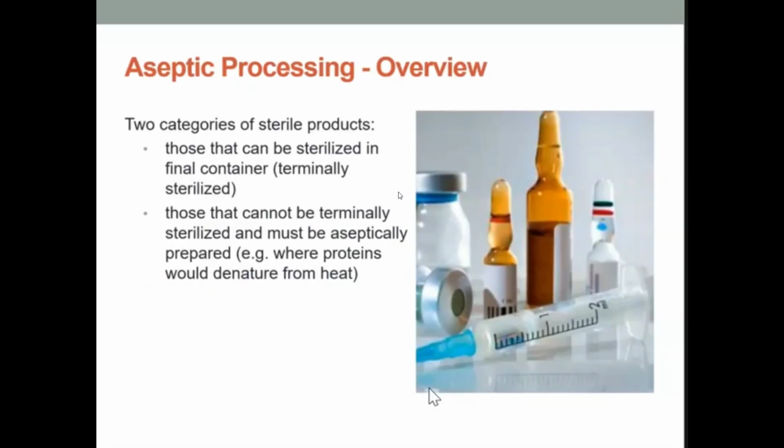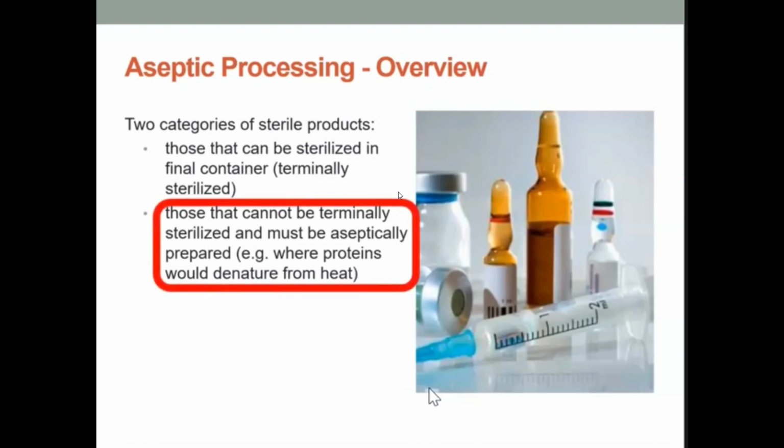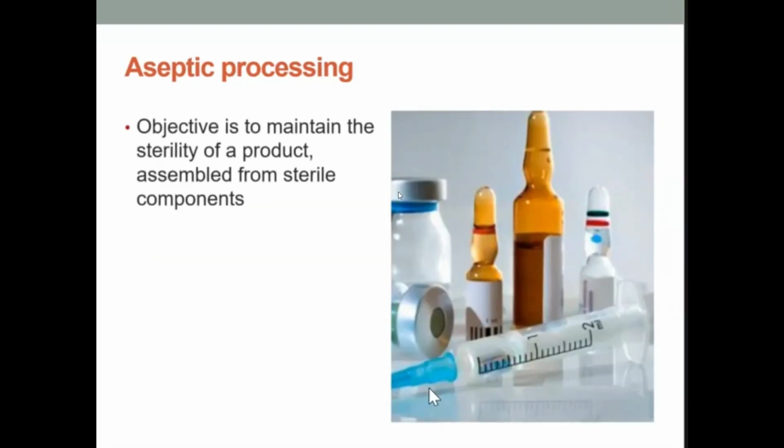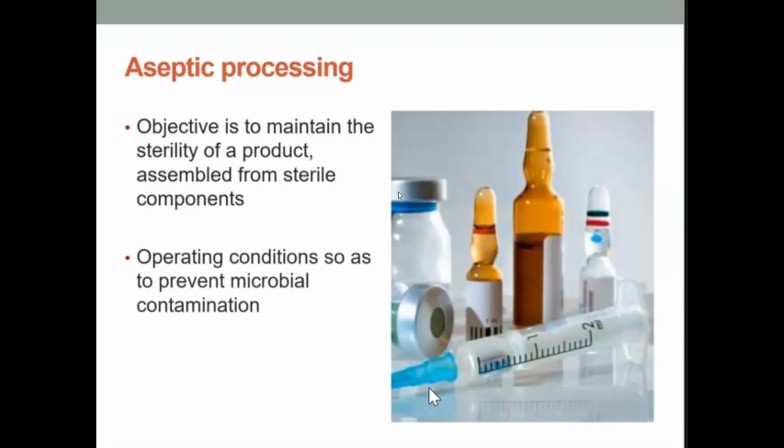There are two categories of sterile products, as we've mentioned in our overview section. Those that we can sterilize in the final container, so terminally sterilized, and those that cannot be terminally sterilized. So they must be aseptically prepared, because we might have proteins that would denature from heat, and that's what this lesson is dealing with. So aseptic processing, the objective is to maintain the sterility of a product that is assembled from sterile components. You have to operate in conditions so as to prevent microbial contamination at all times.